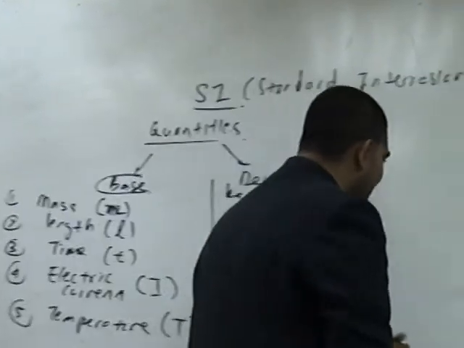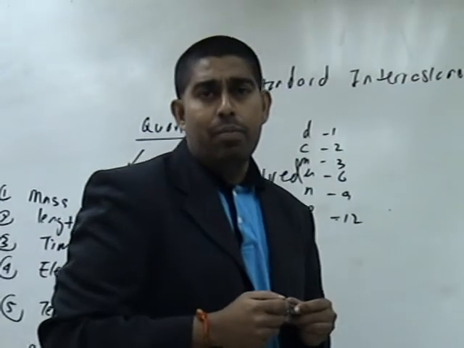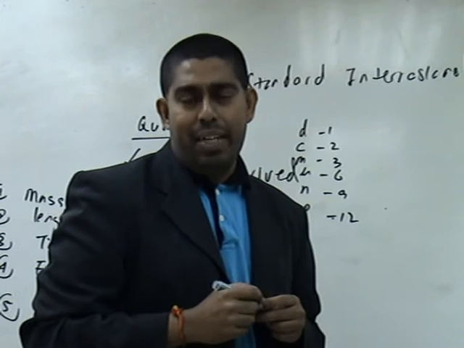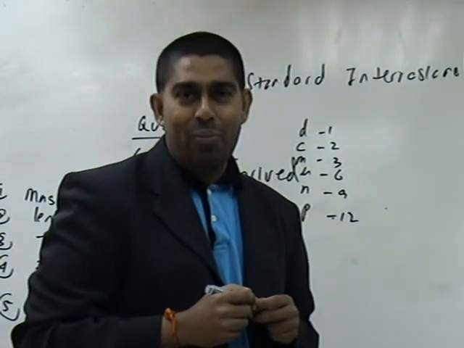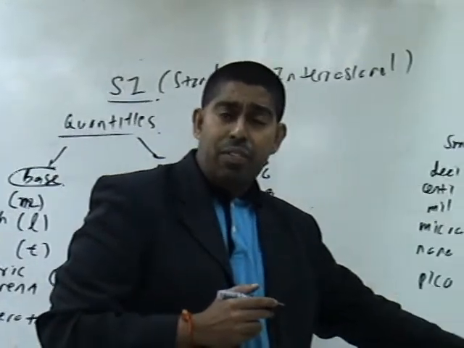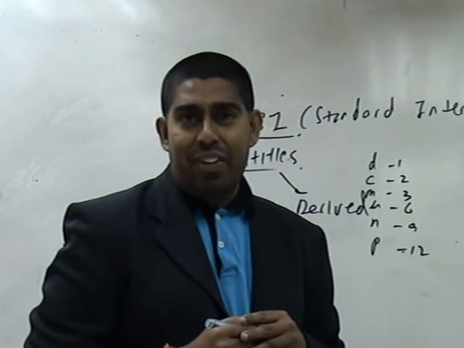Very good. Now, apart from pico, there are also other prefixes, femto and atto, but you do not study them. Just to inform you. Okay? So we have 10 to the power negative 12, 10 to the power negative 15, 10 to the power negative 18. Right? So there are other prefixes as well.